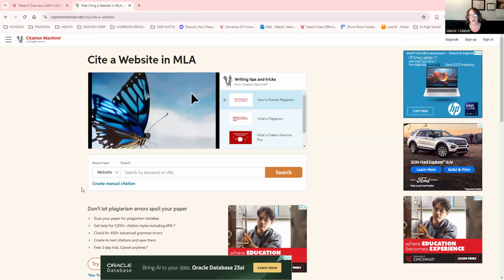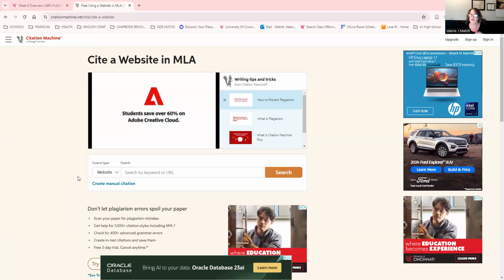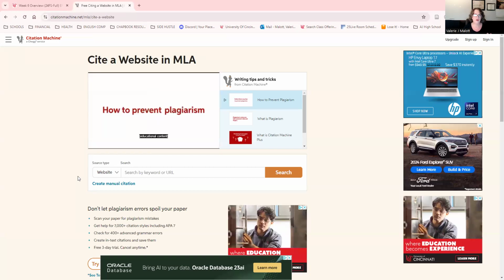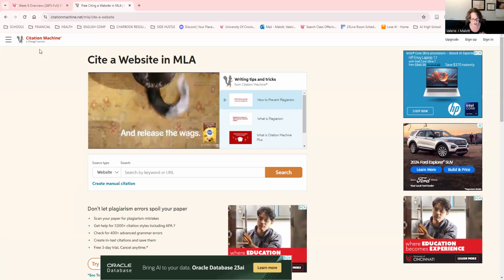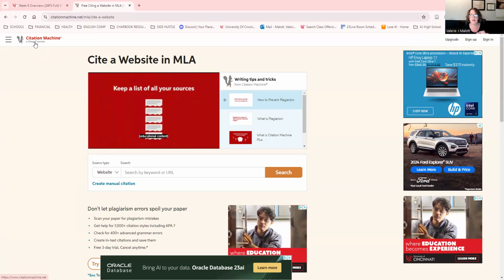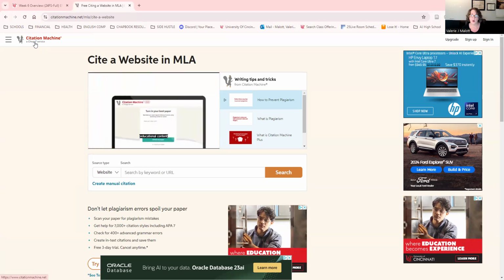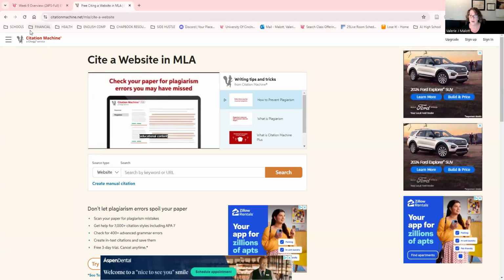But it's wonderful because it generates a citation for you. The citations aren't always 100% correct, so you may have to go in and do a little bit of editing, but generally it has most of the information that you need for a correct MLA citation. And then you can either copy and paste it into your works cited page, or if you want to put everything into Citation Machine and have it create a works cited page for you, you can do that, and then you can export that works cited page and download it to your own files.